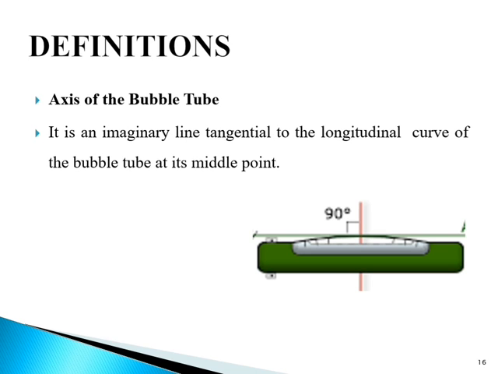Next is the axis of the bubble tube. It is an imaginary line tangential to the longitudinal curve of the bubble tube at its middle point. So you can see it in the image.